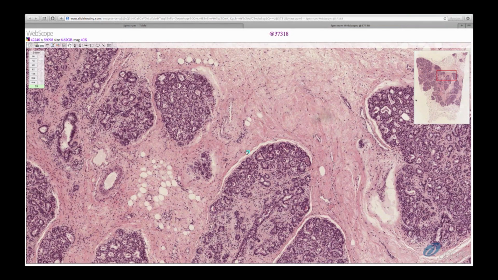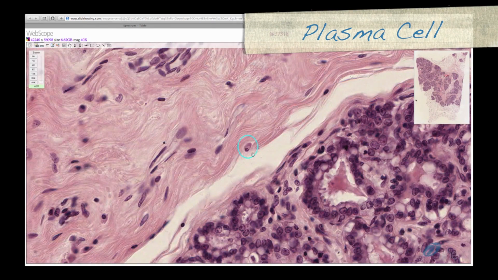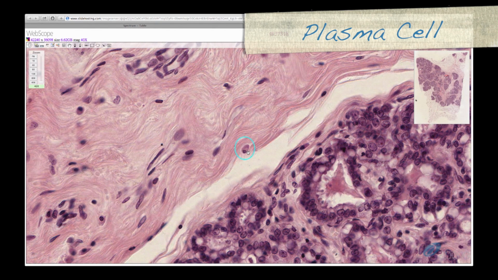Make sure you're able to identify plasma cells, one of which I've circled here in light blue. These are easily characterized by their clock face nuclei.